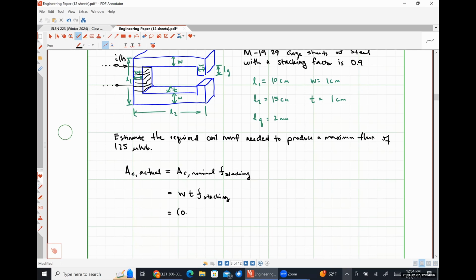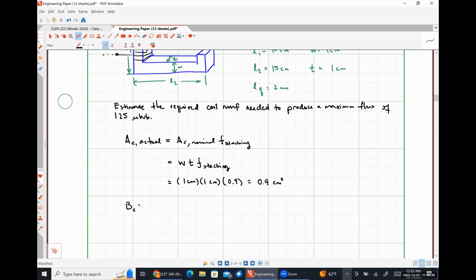So that's going to be 1 centimeter times 1 centimeter times our stacking factor of 0.9, which gives us 0.9 centimeters squared. Everybody okay with that? So we know that 90% of our material is the actual sheets, so 90% of our cross-sectional area is what's going to be used. Okay.